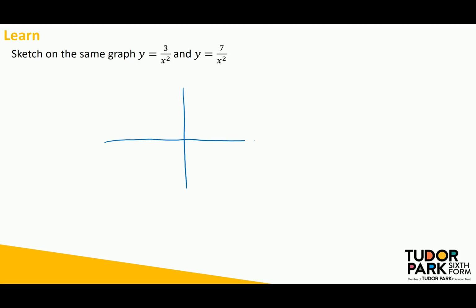Now, we know that these are positive 1 over x squared graphs, so I'm going to have a function like this. And the first function that I've drawn on here, I'm going to call y is equal to 3 over x squared. And if I think about 7 over x squared, well, 7 over x squared is just going to be the same shaped graph, just slightly further away. So there's my same shaped graph, just slightly further away.